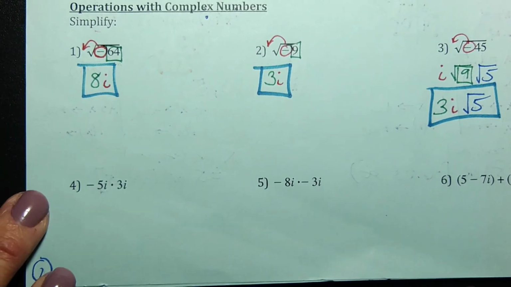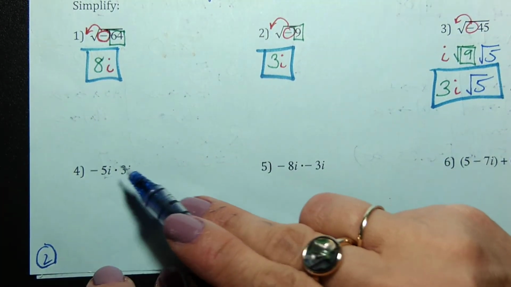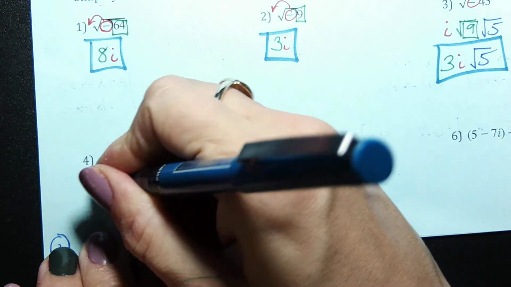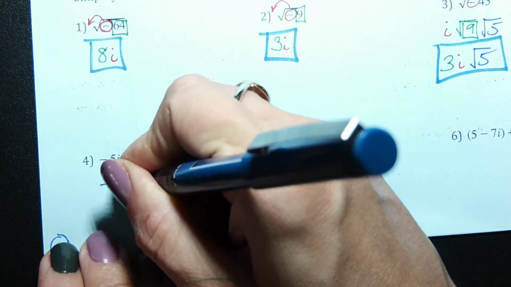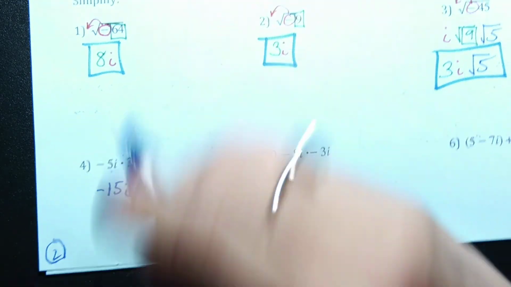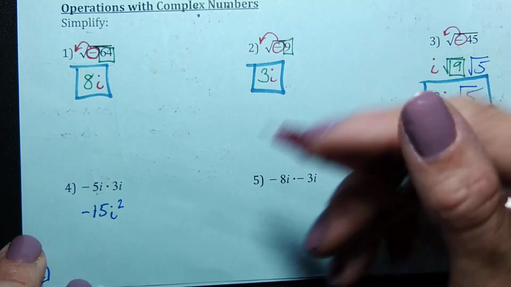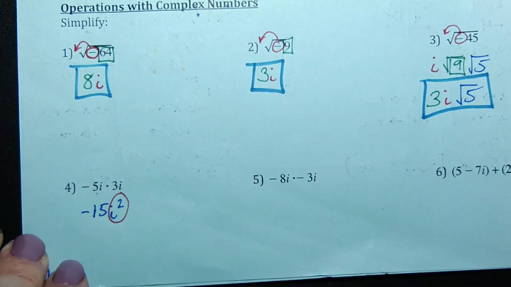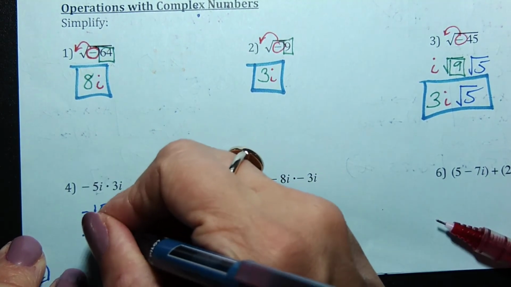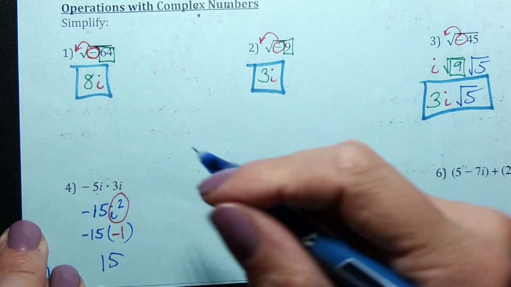And we are on page 2. So we have an imaginary number times an imaginary number. Negative 5 times 3i is negative 15i squared. I times I is i squared. We're not going to leave it like this, though, because it's not in complex form. I squared becomes negative 1, so negative 15 times negative 1 is a positive 15.